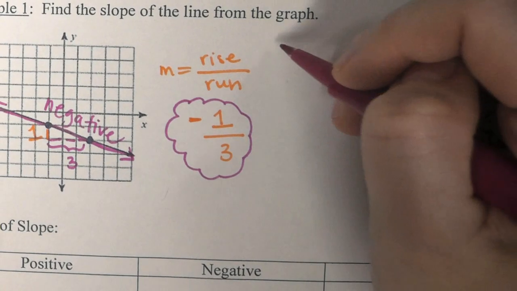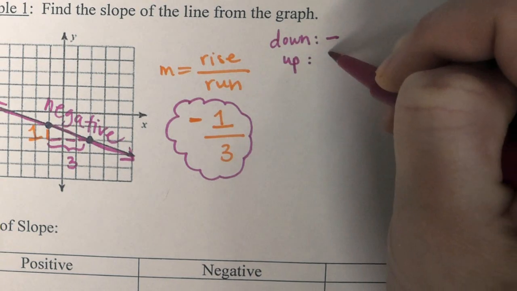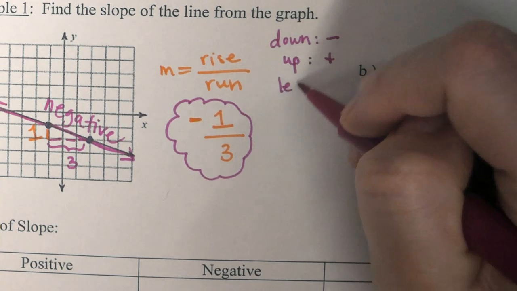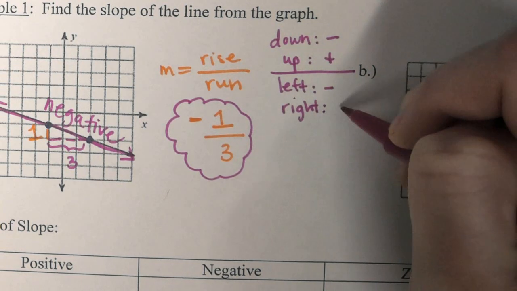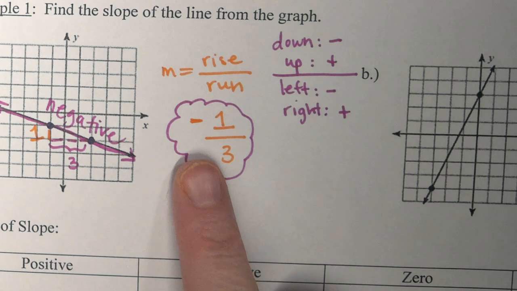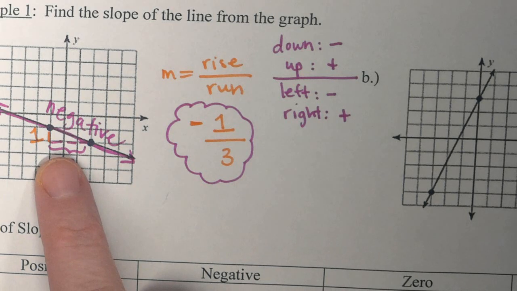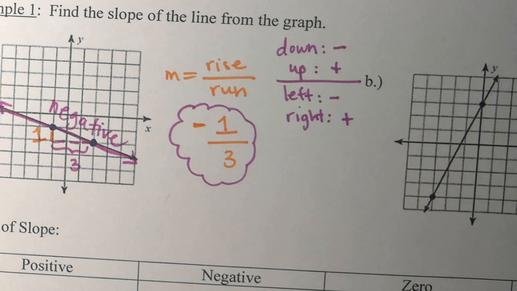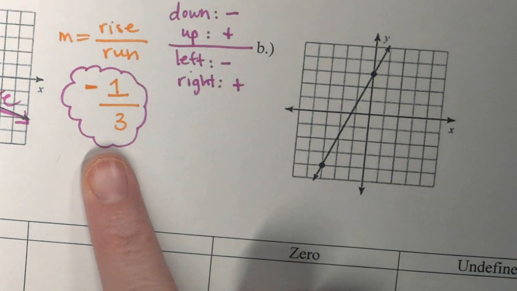You can also think of it as if you're going down, it's going to be negative. If you go up, it'll be positive. If you go left, it'll be negative. If you go right, it will be positive. But those can kind of flip-flop as well. So no matter what, this is positive. If you started with this one and you said 3 to the left and 1 up, you'd still get a negative. So negative 1/3 is how you'll write your answer.